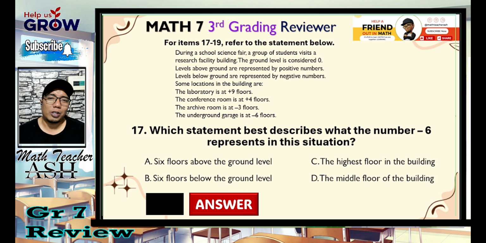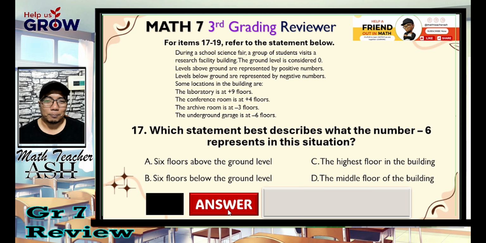All right, my dear math learners, it is said here that the ground level is considered as 0. So if you have a negative 6 number, then that means that is below the ground level. Okay, letter B is the correct answer for this question. Let's check whether we are correct.